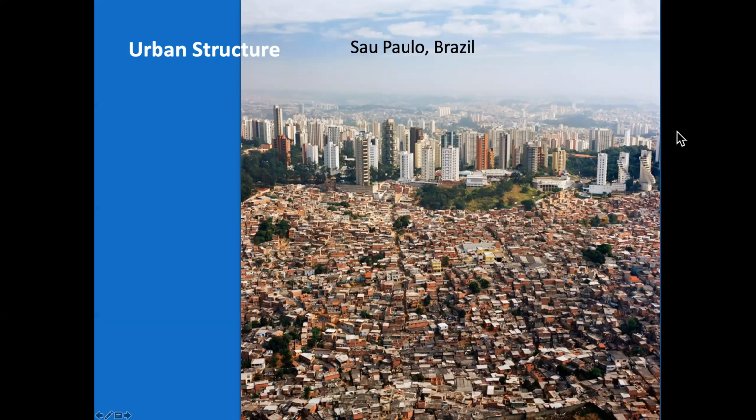This is called urban primacy. Urban primacy is the idea that every country in the developing world tends to have a primate city, meaning a dominant city that is bigger than anything else in its borders by usually a factor of two.